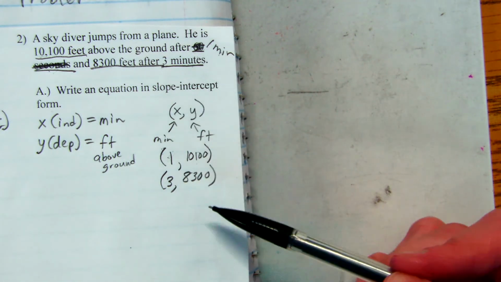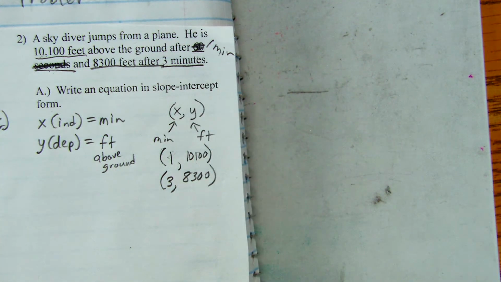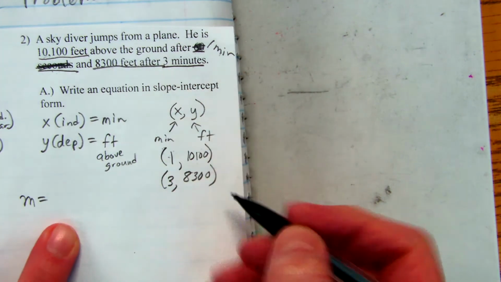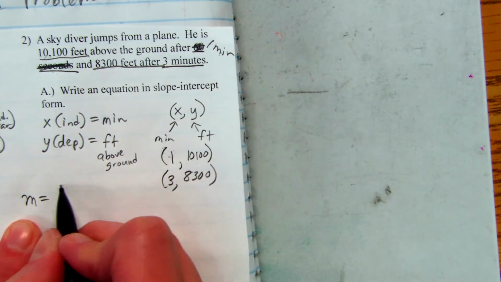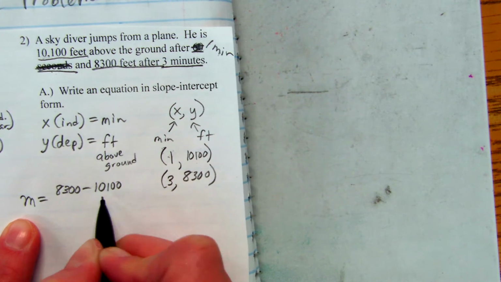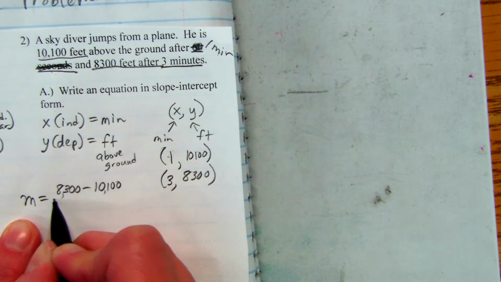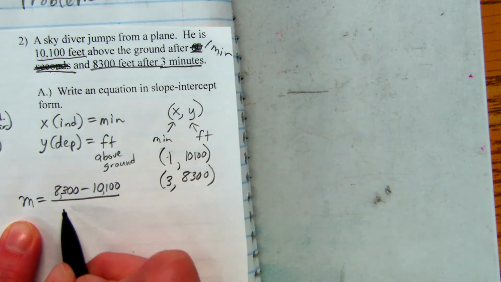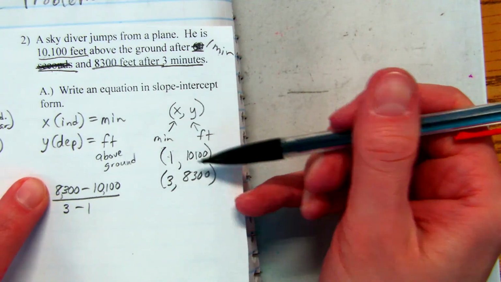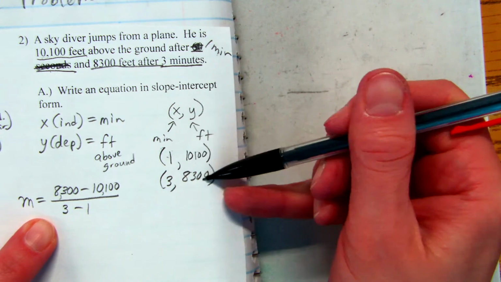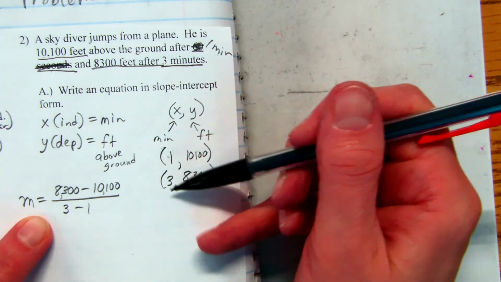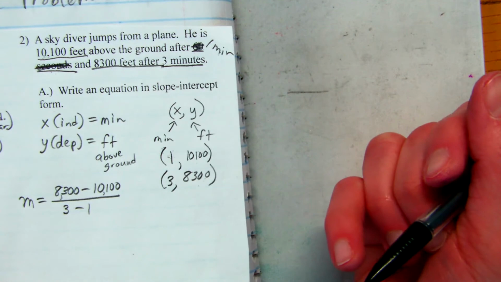So I have 2 points, I don't know the slope. So we have to start by using the slope formula. So I have to take y2 minus y1. So 8,300 minus 10,100. And you can put the commas in there if you want to. And then I do 3 minus 1. This is still tripping some of us up. It's just y minus y, x minus x, and make sure you're going the same direction both times. Second y minus first y, second x minus first x, and it works.